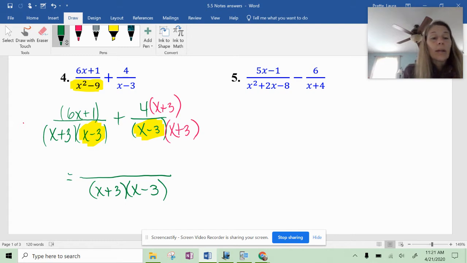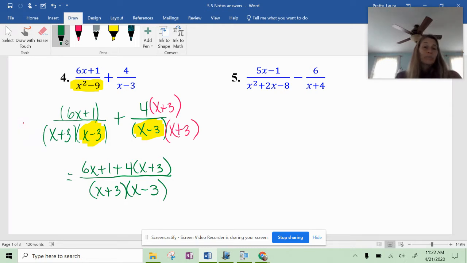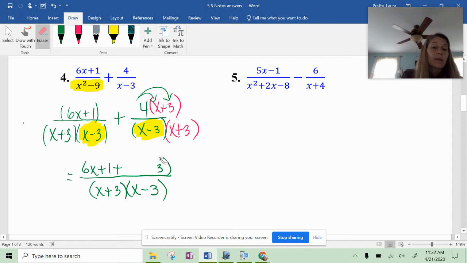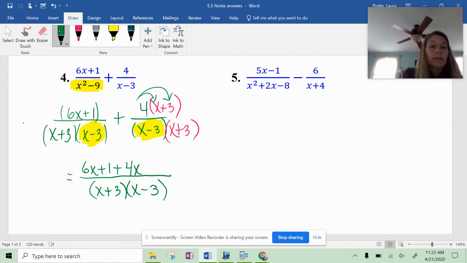And then this numerator is going to be 6x plus 1 plus 4 times x plus 3. I didn't have to worry about distributing just yet because that was a plus sign. But if you want to distribute it as you write it, that's fine. Then I will just, to save you some writing, write plus 4x plus 12.